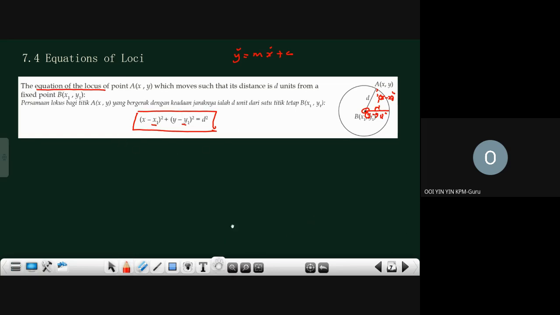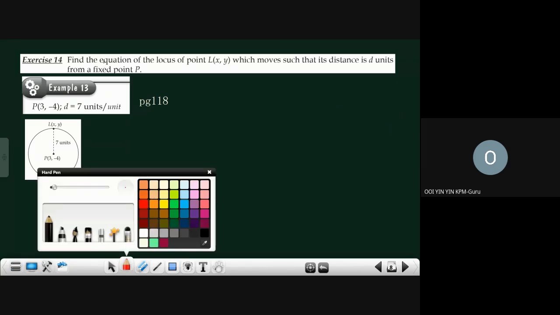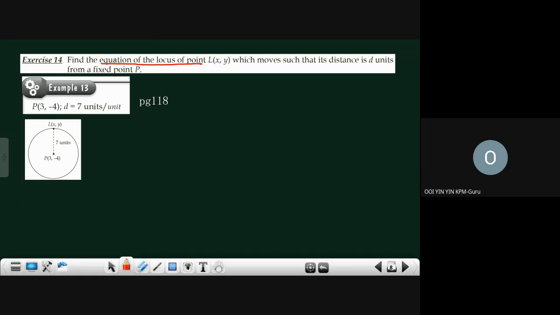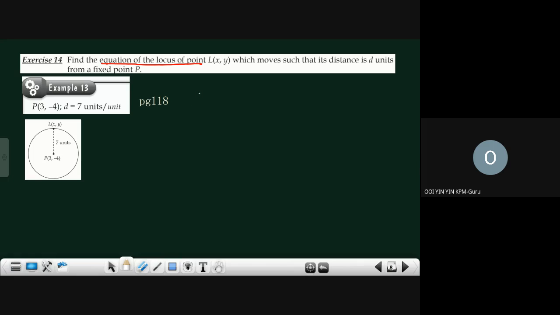Now, learn first, use first. Now we are going to use this. Today maybe we need more time. Come, now we want to use the formula. Now the question is to find the equation of locus point. If you see these words, find the equation of locus point, the formula will be, I repeat the formula just now: x minus x1 squared plus y minus y1 squared equals t squared. Only this formula. So we find where is our x1, y1, and where is our t.